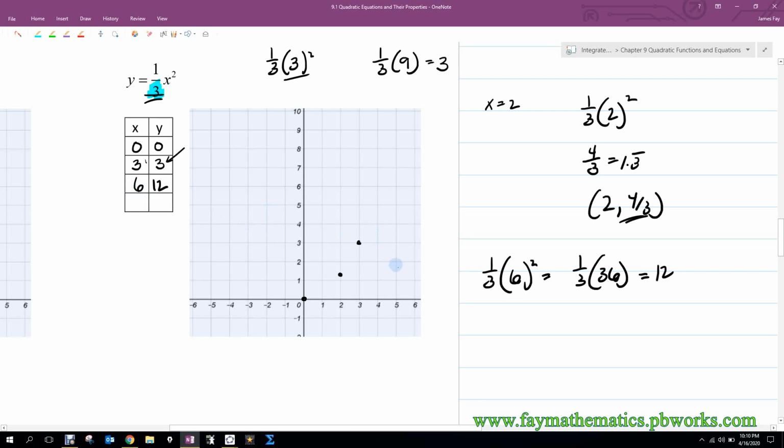Okay, so 6, and then I run out of room here on my graph, but maybe 12 up there. So there's 11, there's 12. Let's do these points in red so we can see them a little better. So 6 comma 12. This here was 3, 3. Like I said, you can have this one, but it doesn't make a whole lot of sense. That was 2 comma 4/3. Okay, and this was my vertex 0, 0.